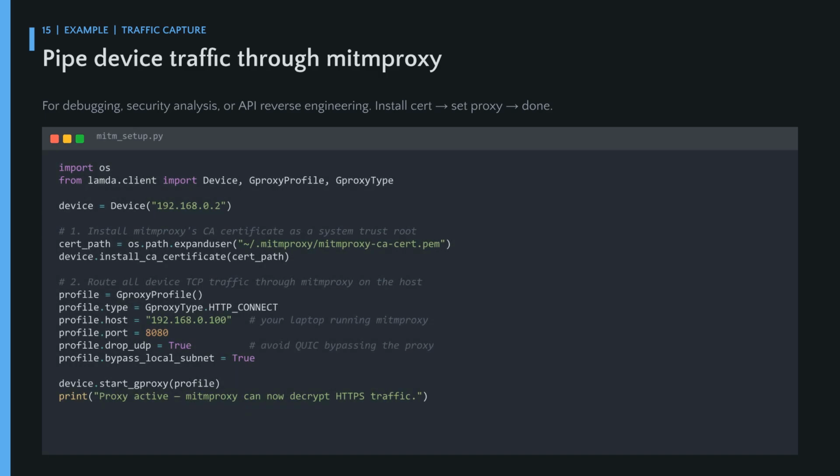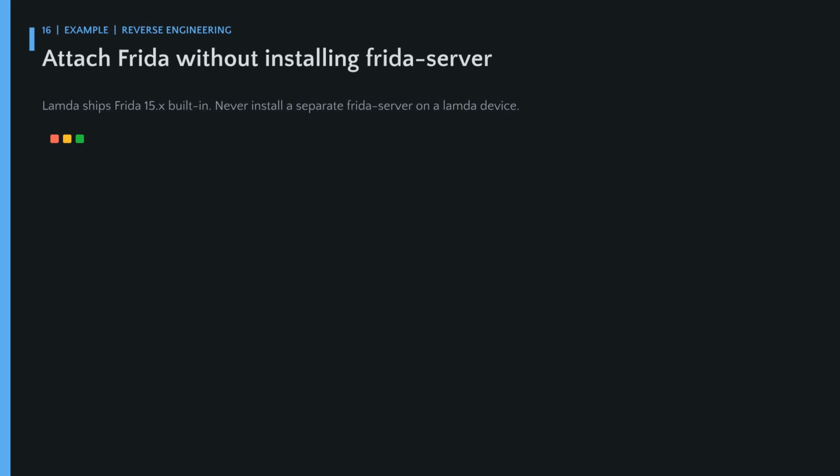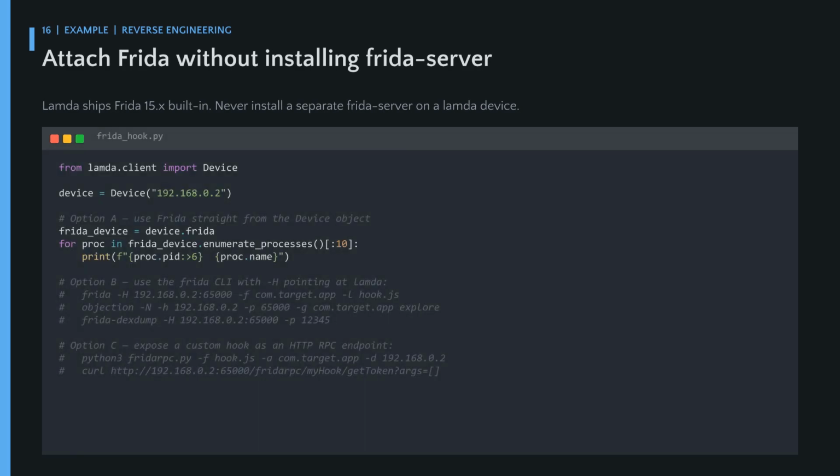The script shown first installs the mitmproxy CA certificate as a system trust root. Then, it sets up a gproxy profile to route all TCP traffic through mitmproxy, enabling HTTPS traffic decryption. Lambda ships with Frida 15.x built in, eliminating the need to install a separate frida-server. You can use Frida directly from the device object or use the Frida CLI with a host pointing to Lambda. You can also expose a custom hook as an HTTP RPC endpoint.